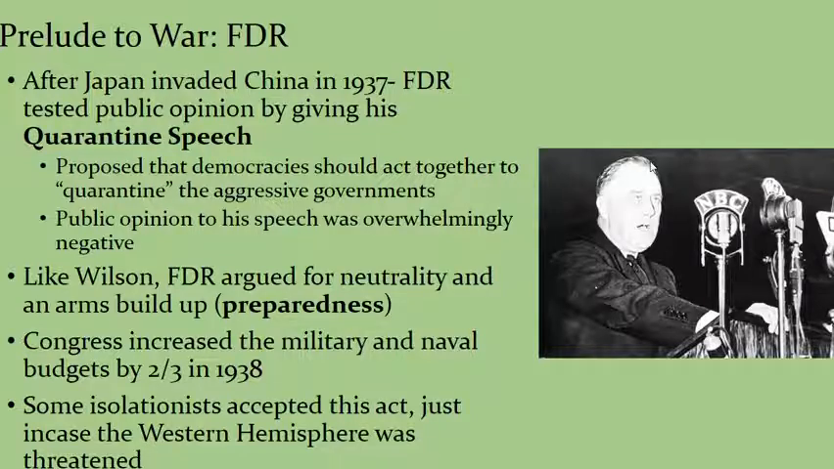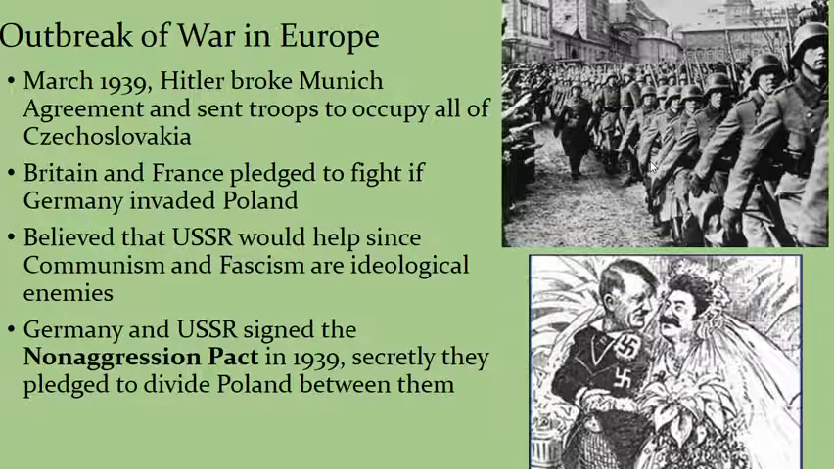Public opinion was down. They were like, why are you talking about this? We don't care. We want nothing to do with it. Don't worry about it. But also, like President Wilson during World War I, FDR is saying, all right, listen, we're neutral for sure, but we need to start getting ready. What if they come after us? And so preparedness, which we talked about in World War I, FDR encourages Congress to increase military spending. So they increased those budgets by two-thirds in 1938. Some isolationists are like, okay, that's fine, just in case. And so people are moving a little bit towards that side of, we need to be prepared in case something happens.